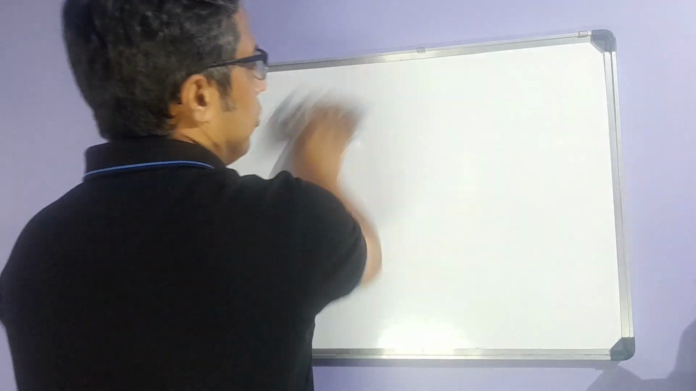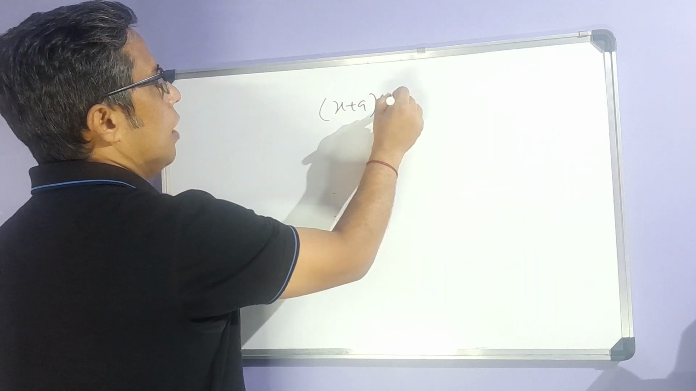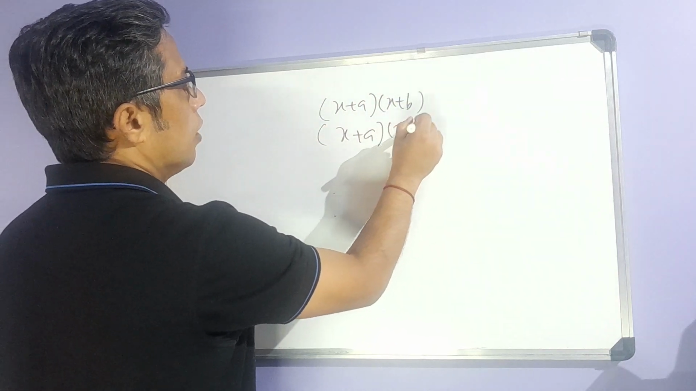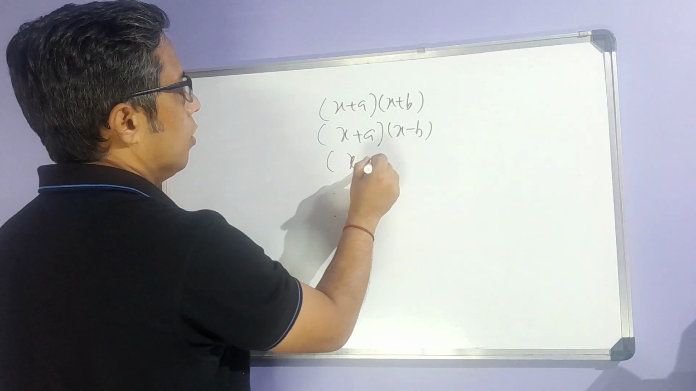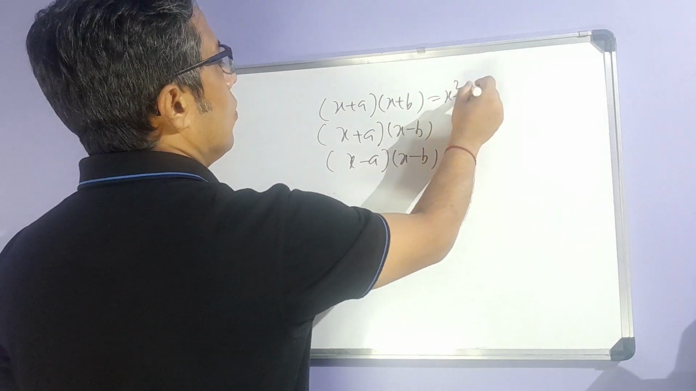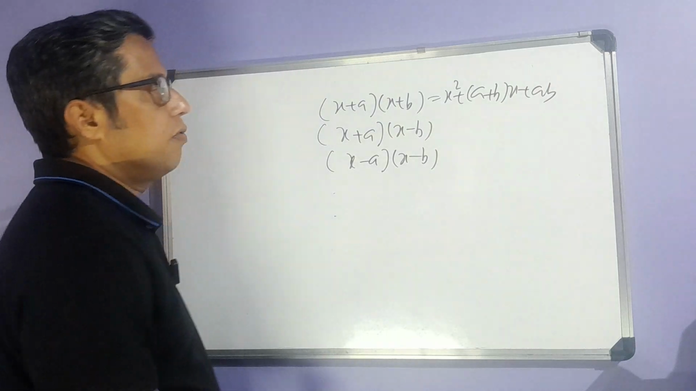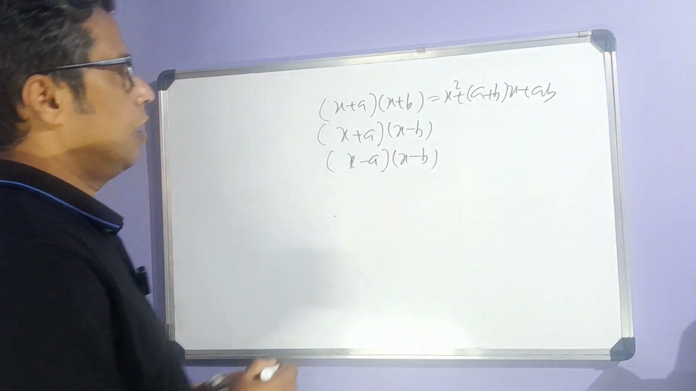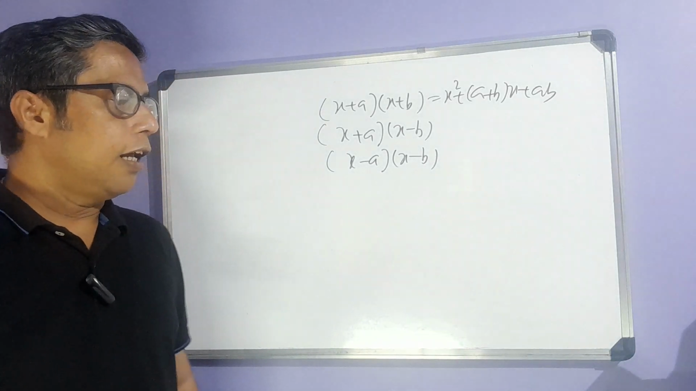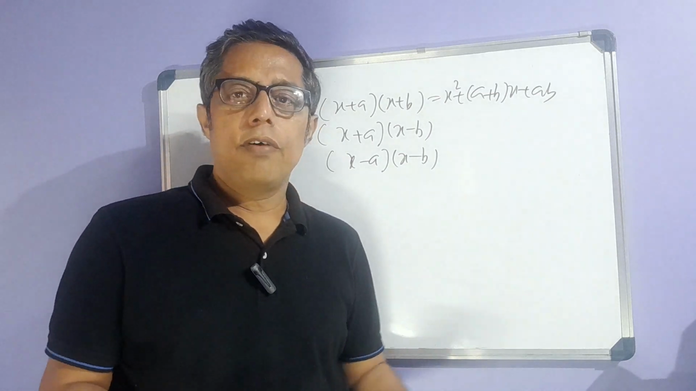So for factorization also we have 4 key structures. You have to follow the structure. What are those? (x plus a) into (x plus b), (x plus a) into (x minus b), (x minus a) into (x plus b), (x minus a) into (x minus b). You just have to set the thing like this. So factorization, you start from class 8, then class 9, then class 10. So it's a journey of 3 years, 3 sessions for factorization.